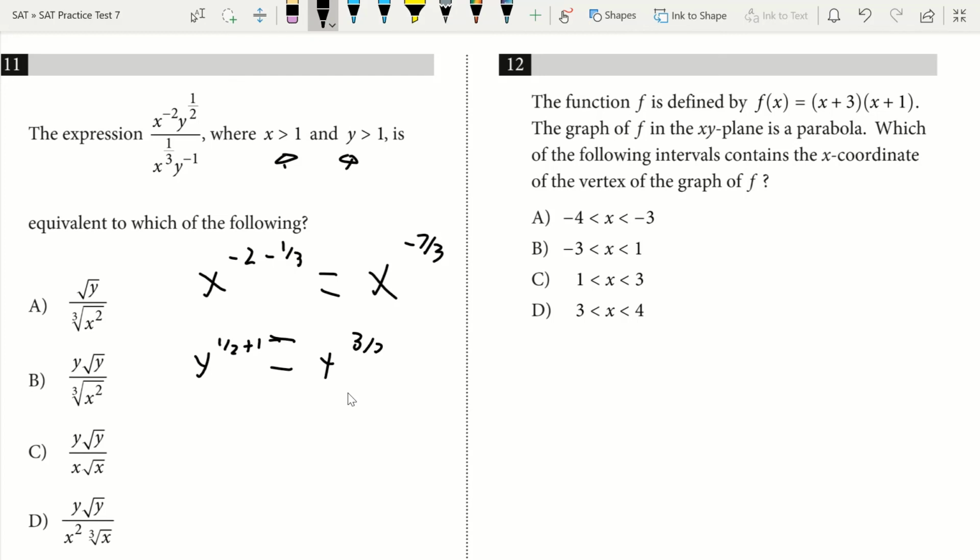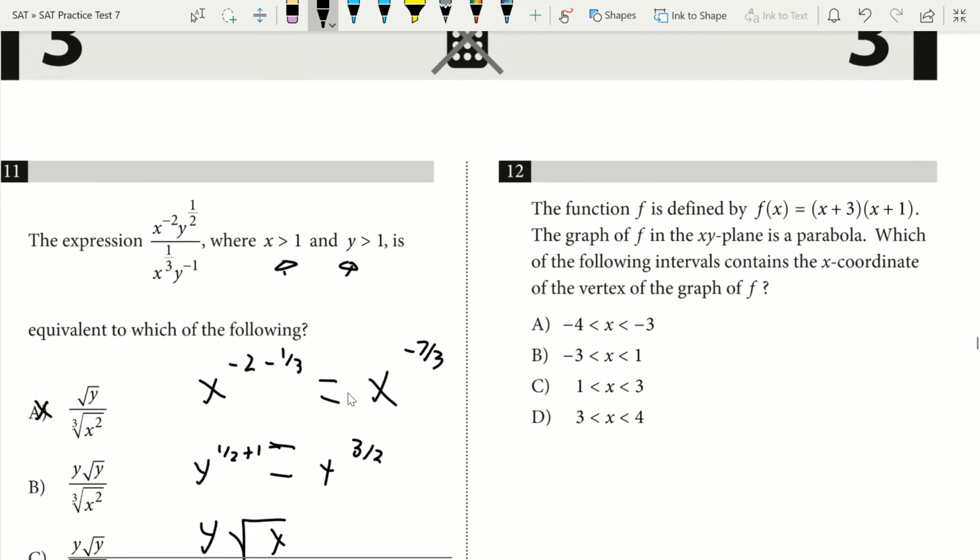Which will give me Y to the power of 3/2. All right, well, Y to the power of 3/2 is going to be Y root Y, so I can get rid of A, and then on the bottom, I'm going to have that over X to the power of 7/3, since X to the -7/3 is X to the power of 7/3 on the bottom. X to the power of 7/3 is going to give me X squared times third root of X. So my answer there is going to be D.